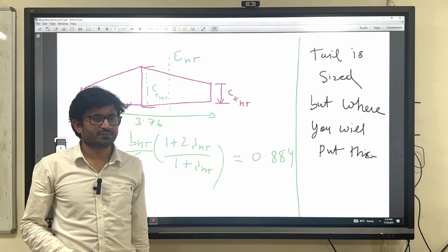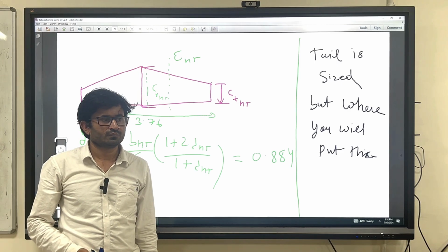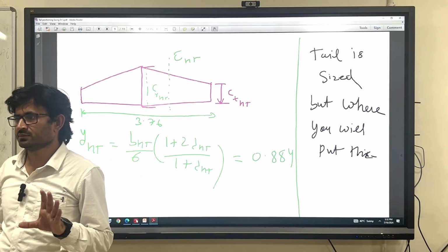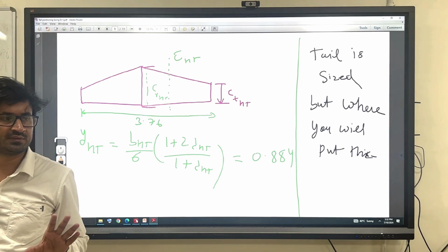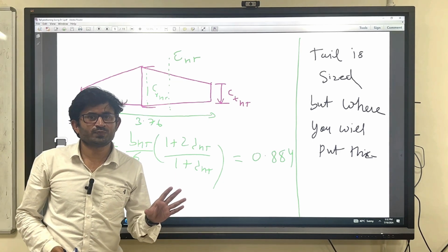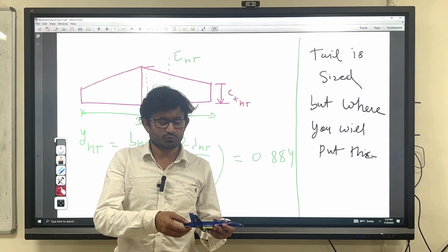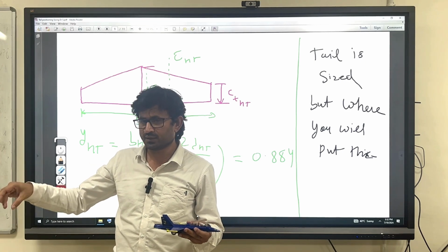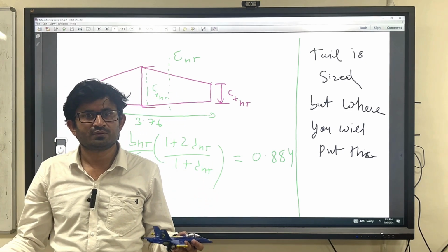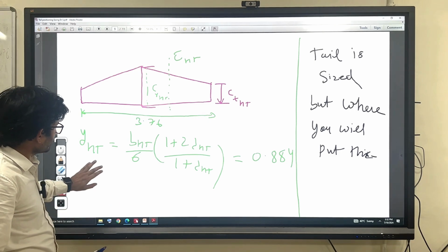Up to this point, the tail is sized. But where do you place it? For example, you have sized the tail. Where should you place it, here, there, here? So we have to look at this point also.